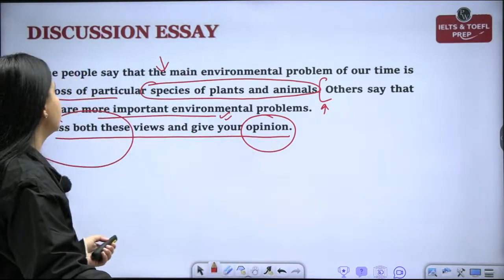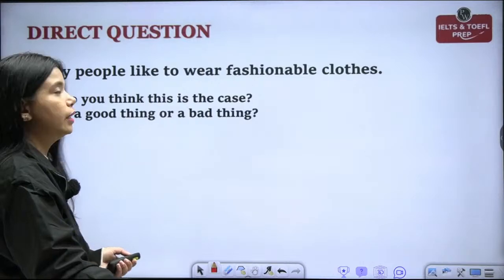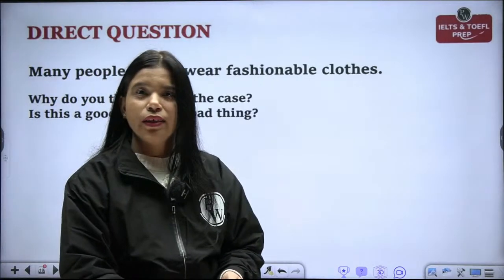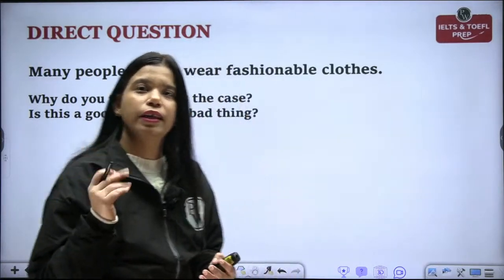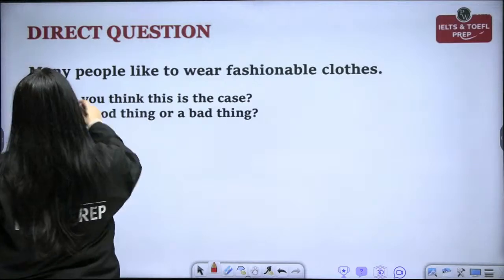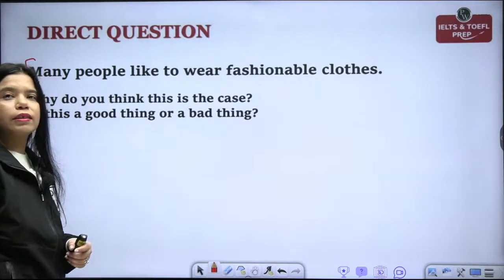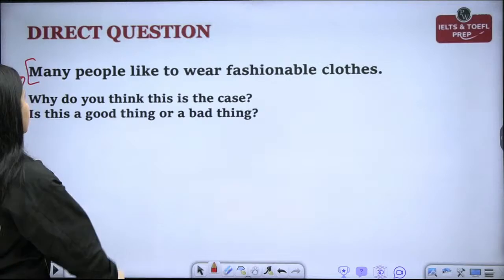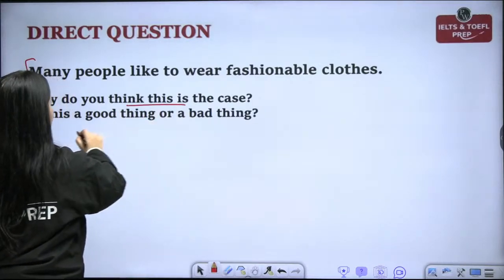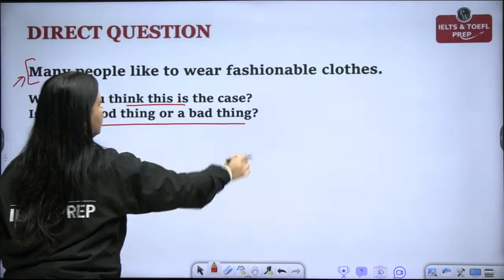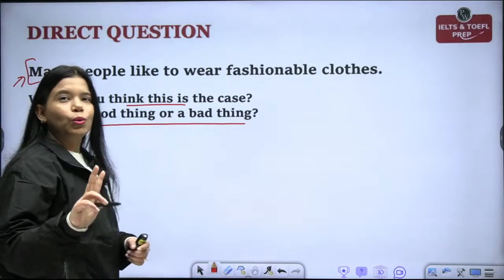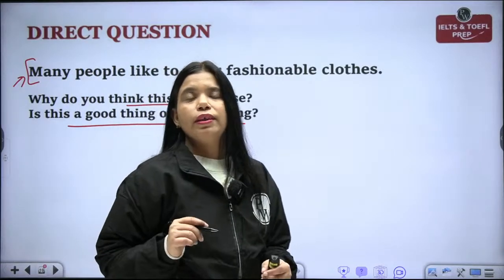Moving on now. The fourth possibility is direct question essay. What happens here? Let's read the prompt first. So the question over here says, the prompt says, many people like to wear fashionable clothes. Why do you think this is the case? Is this a good thing or a bad thing? Two questions are asked. Direct question essay में क्या होता है?